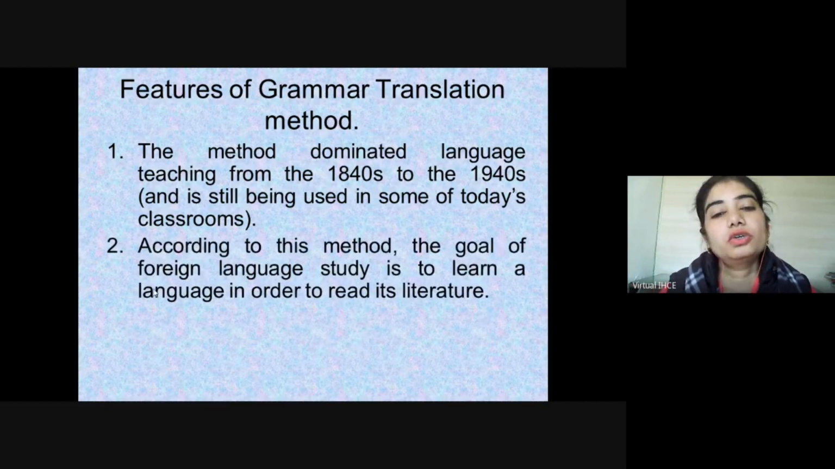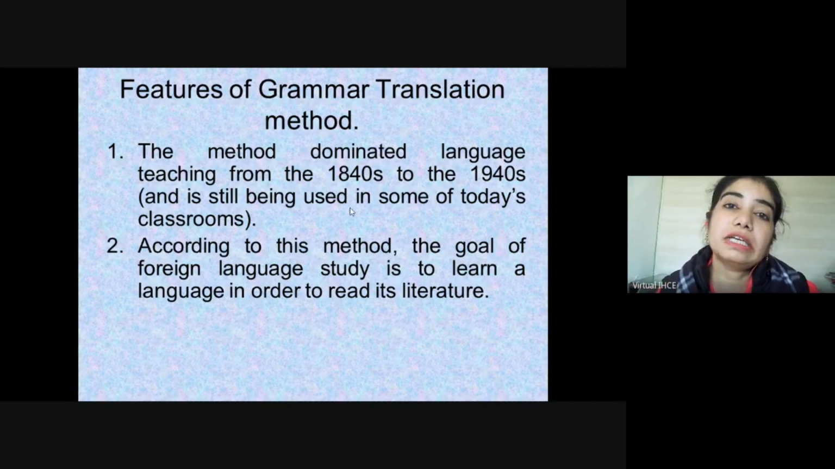According to this method, the goal of foreign language study is to learn a language in order to read its literature. So as already we have discussed the goal or objectives, what is the goal? It is to learn a language in order to read its literature. So while you are learning a language, only to read its literature, and also for developing the writing skill. It is not for speaking. The objective is not there that the students should learn speaking a language also.